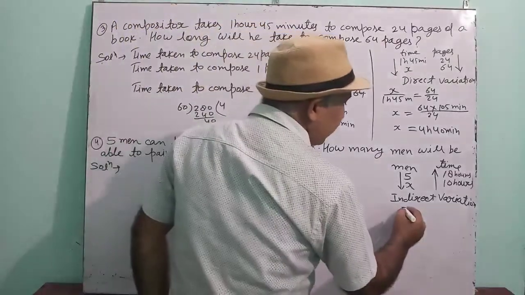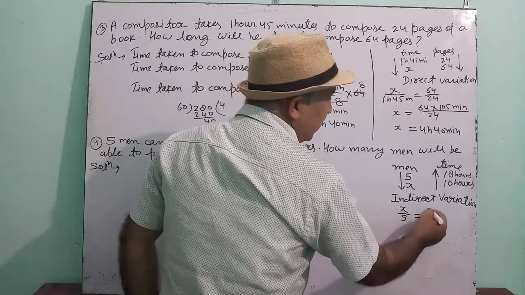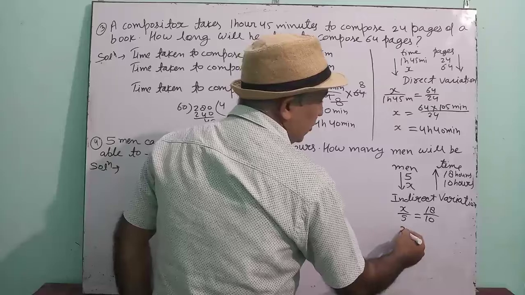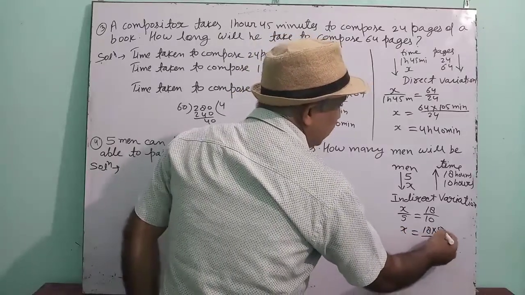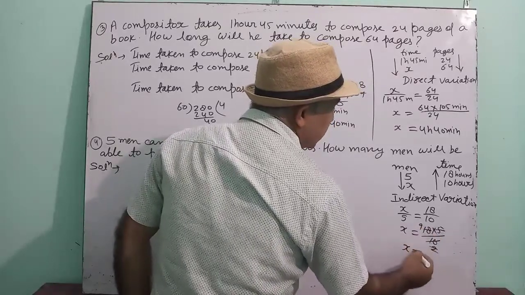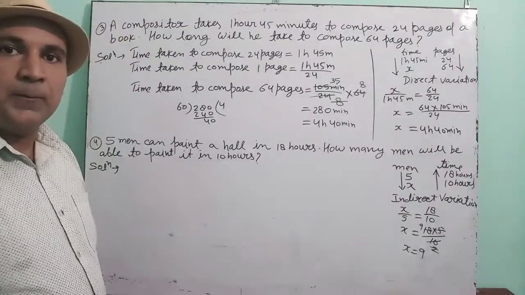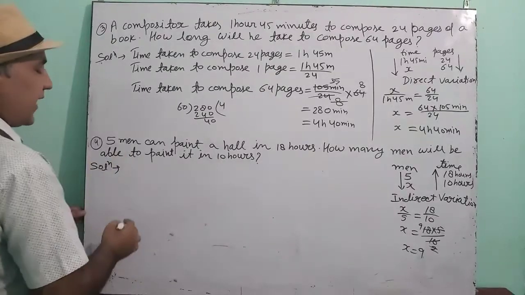And what is the method of writing? Arrow will be the numerator, tail will be the denominator. Now solve it. 18 into 5 upon 10. 5 dividing 10 by 2 times, 2 dividing 8 by 9 times. Means x is equal to 9. Means 9 men will be required. This is the alternate method. See the unitary method. How will you write?